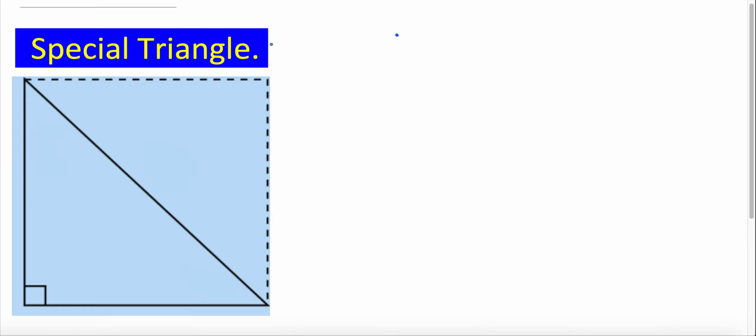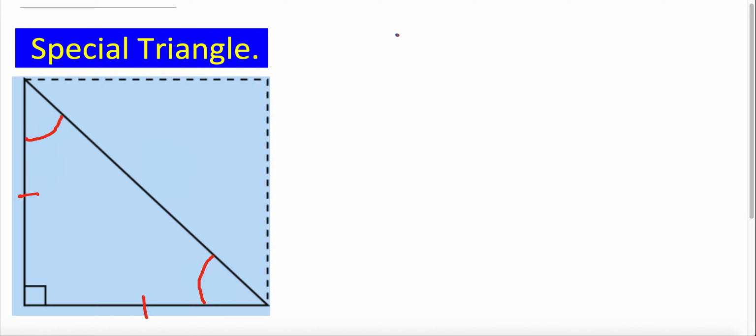Let's assume this is an isosceles triangle. And if this is an isosceles triangle, it means that this side here is congruent with this side, and this angle is congruent with the other angle. And this is the right triangle. And for a special right triangle, as we have here, we can try to figure out the angles.